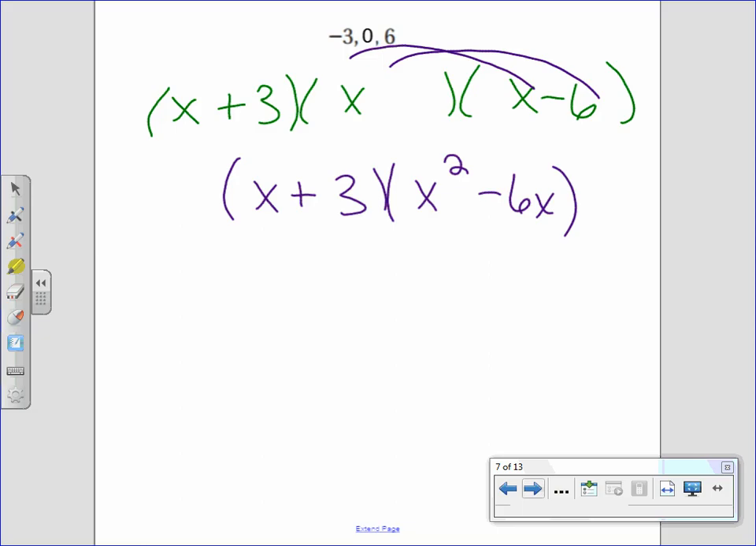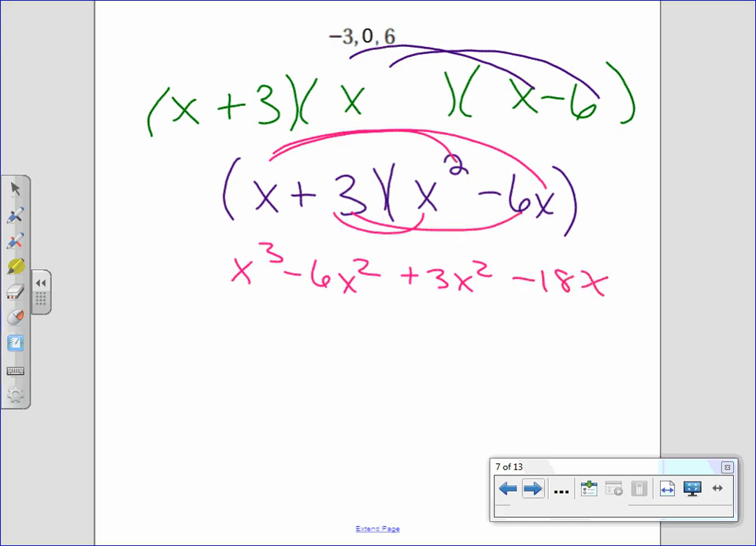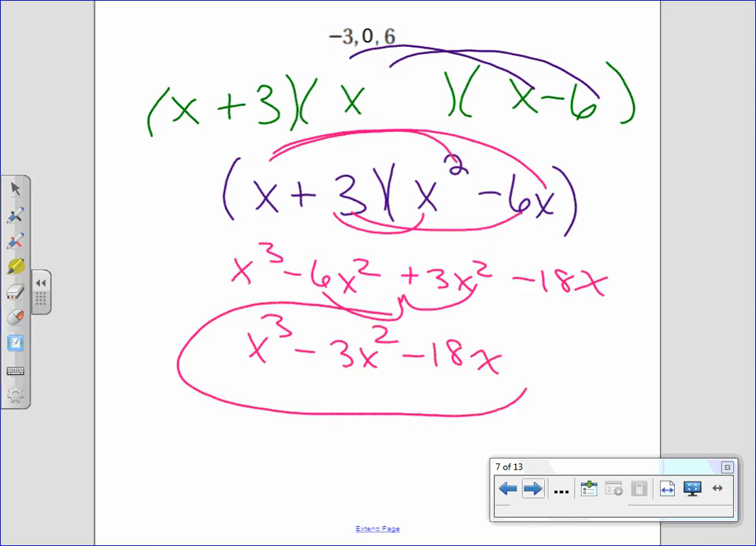So I probably would not do a box. I'd probably just do rainbows. I have 2 binomials multiplying. So that one times that one is x cubed. This one times this one is negative 6x squared. We have positive 3x squared and a negative 18x. And that's your final. That should be the polynomial that gives you the 3 answers from up above.